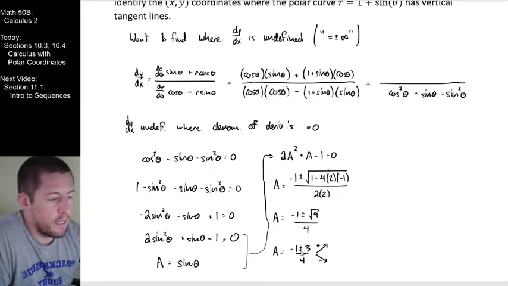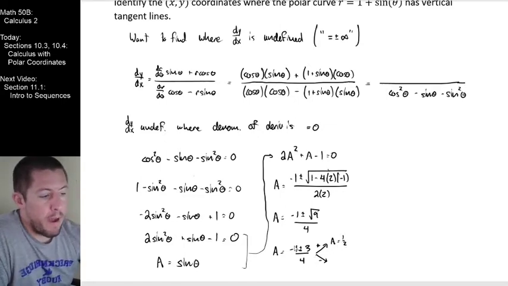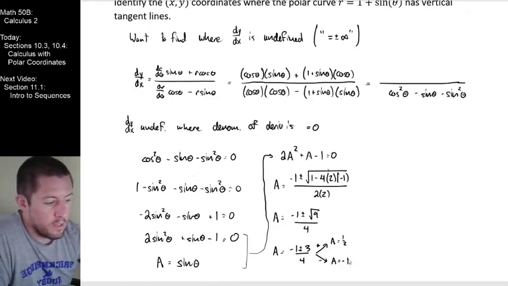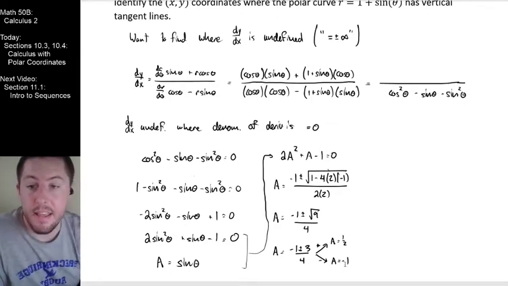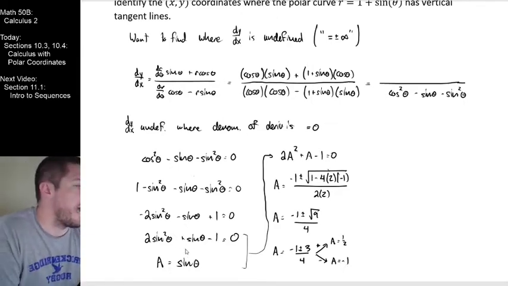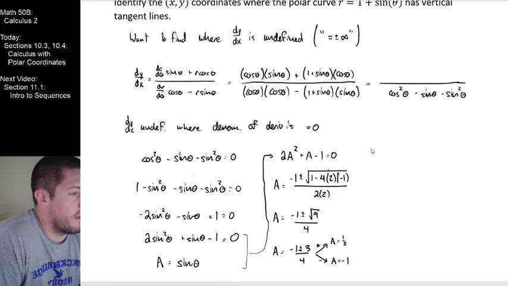If I do a plus in here, negative 1 plus 3 is 2. 2 over 4, a is a half. Alternatively, if I do the minus route, negative 1 minus 3 is negative 4. Negative 4 over 4 is going to be negative 1. So I've found the two values of a that make this true. But a was really sine of theta. So a equals a half is the same thing as saying that sine of theta is equal to 1/2.